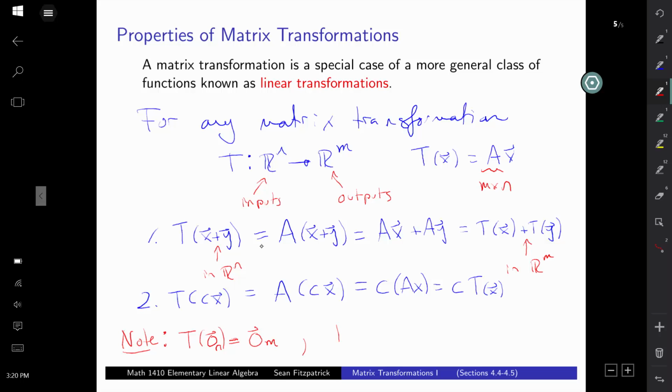And the other thing you might note is that you can consider any linear combination. If you combine 1 and 2, you have A times T of x plus B times T of y. All right, so those are the basics for matrix transformations.